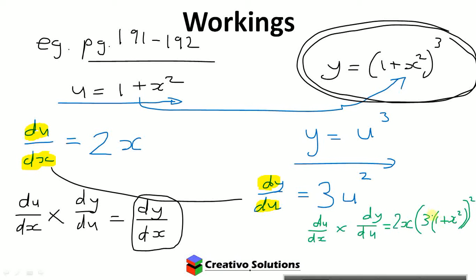So can I multiply this out? Well, the 3 I can multiply out with that. So I'm left with 6x (1 plus x squared) to the square. And that's the end. So dy over dx would be 6x (1 plus x squared) to the 2. So that's just the example.